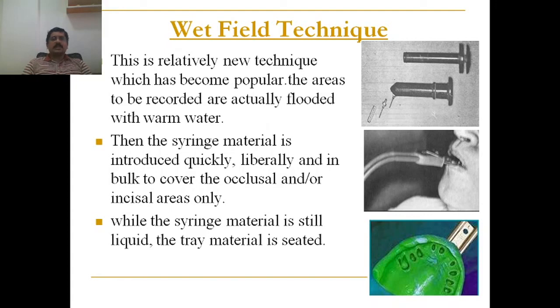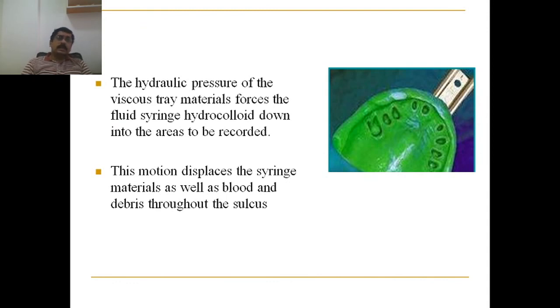While the syringe material is still liquid, the tray material is seated. So what happens? The hydraulic pressure of the viscous tray material forces the fluid syringe material down into the areas that are to be recorded. And this motion displaces the syringe material as well as blood and debris throughout the surface.